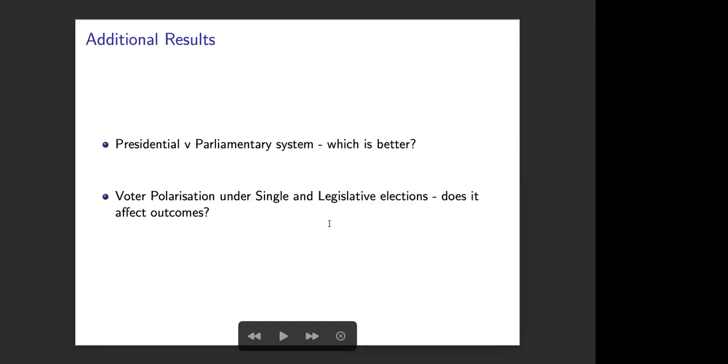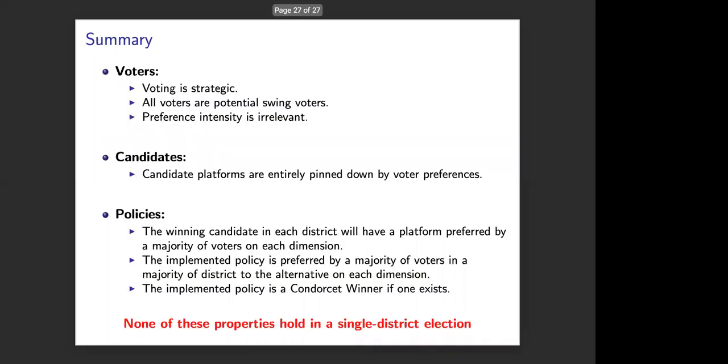So both of these point in favor of legislative elections rather than single ones. And then just a very quick summary, right? What did we find? In terms of voters, we show that voting is strategic. Who you vote for is going to depend on what other voters and candidates are doing in other districts. All voters are potential swing voters.